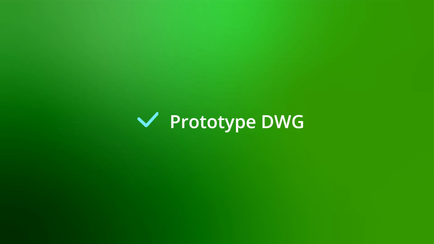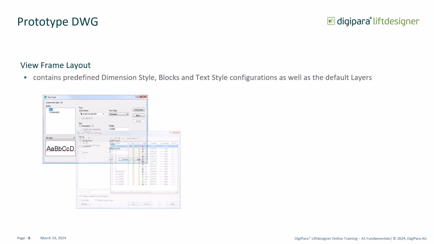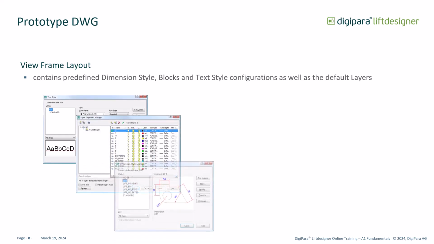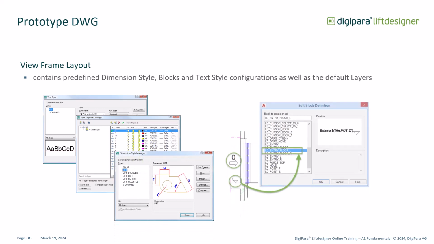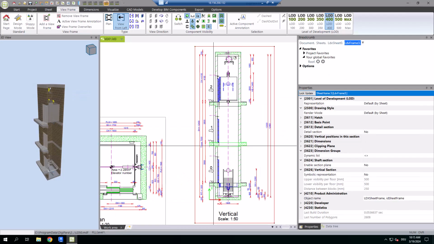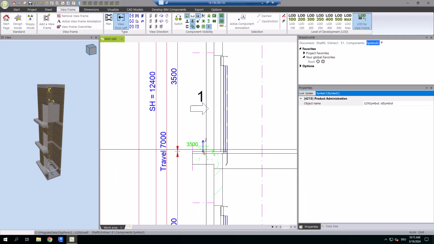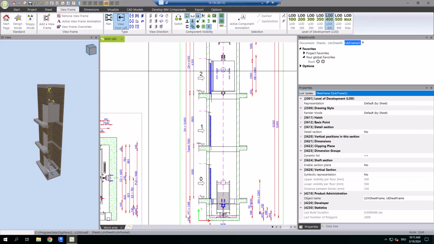If you're still wondering how to define your individual layout, you can use the prototype DWG. But what exactly is the prototype DWG? It's a DWG file packed with all the predefined dimension styles, blocks, text style configurations, and default layers. For instance, the triangle symbols used for the floors are DWG blocks sourced from the prototype DWG.